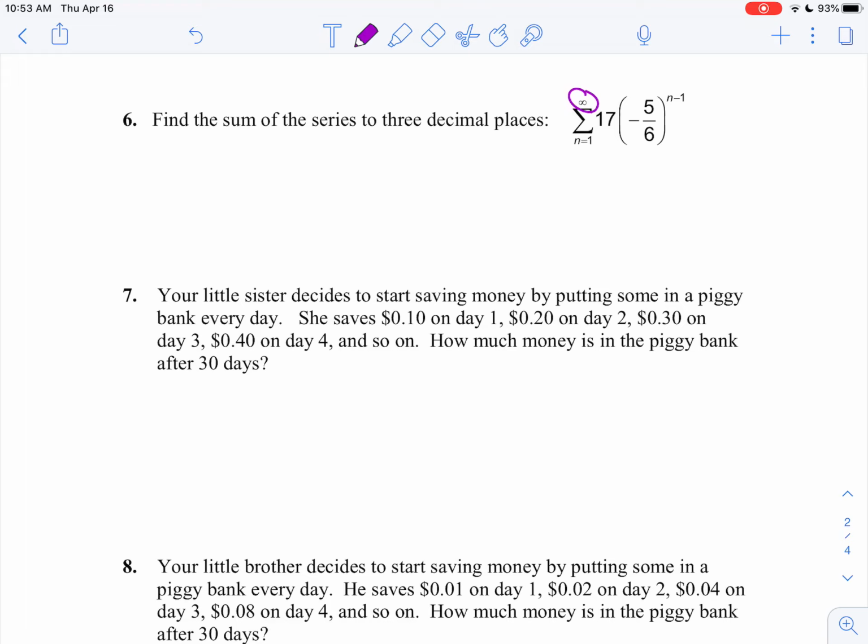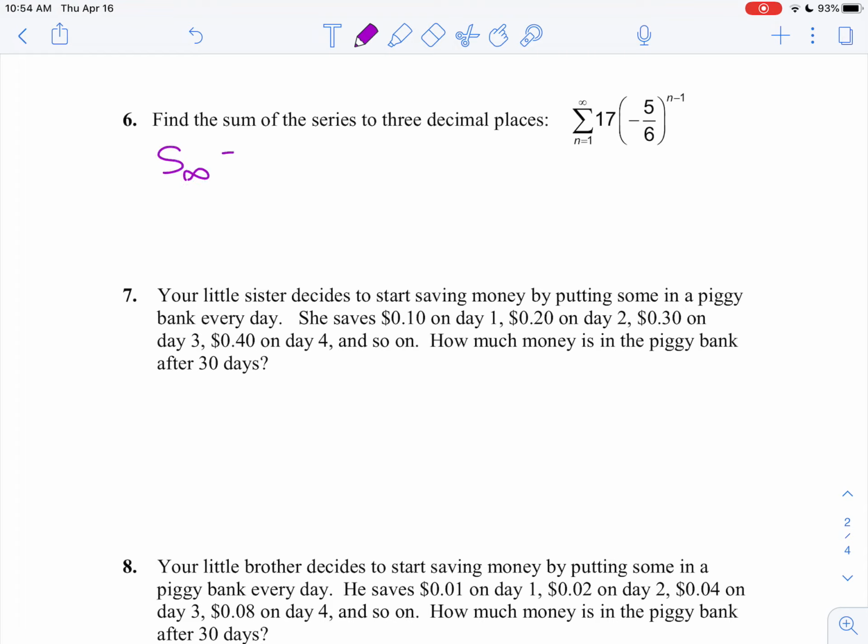But the only way I can do an infinite sum is if this ratio is a proper fraction or some decimal between -1 and 1. It can't be 1 or -1. It can't be bigger or smaller than that. Then there won't be a sum because it'll diverge instead of converge. But this guy's going to work.